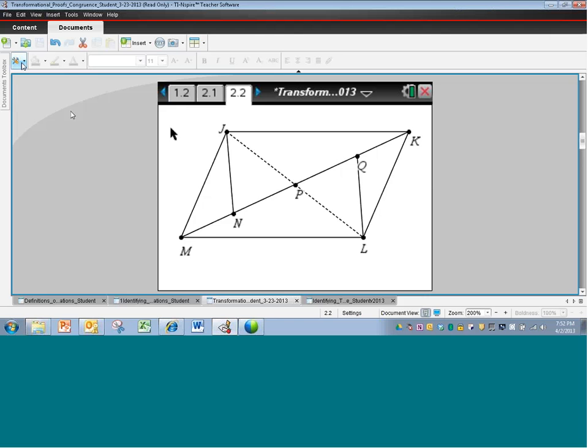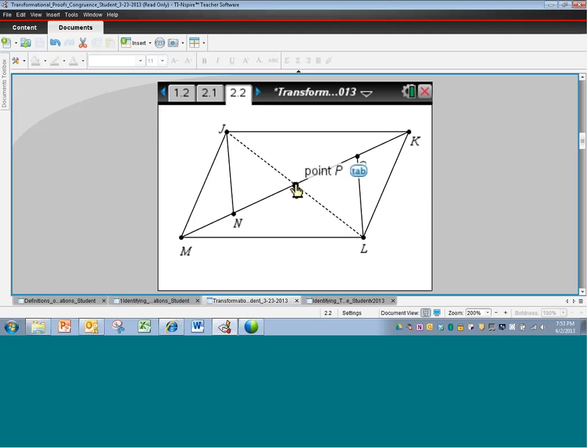Now we're going to use the same discussion that we just did in identifying the transformation. Obviously, line segments don't have orientation. So let's pick two triangles which have those as corresponding parts. JPN and LPQ look like triangles that may be congruent. JPN is clockwise, and LPQ is clockwise. So it's direct, and therefore it's either a translation or a rotation.